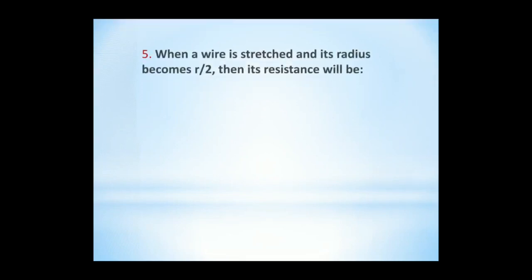Fifth multiple choice question is, when a wire is stretched and its radius becomes R by 2, then its resistance will be option A 16R, option B 4R, option C 2R, and option D is 0. In the given question, a wire is stretched. Stretched means its length is changed, and radius also becomes R by 2. We have to find out its resistance.